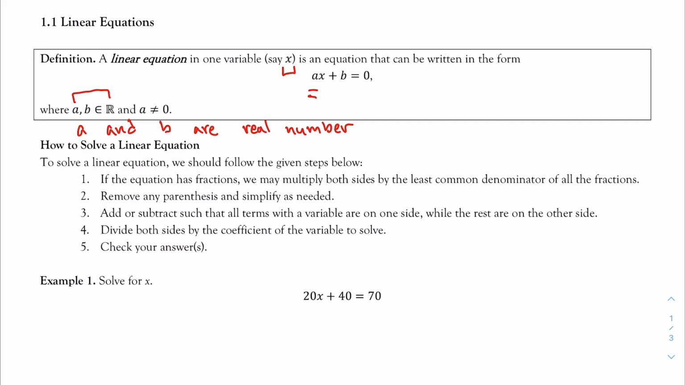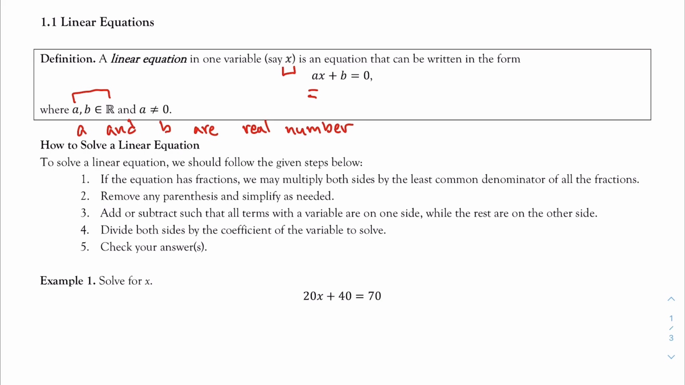First off, if my equation has fractions, then I can go ahead and take the least common denominator of all of my fractions, and I'm going to multiply both sides of my equation by that number. You'll see what I mean whenever we start getting into some examples here and there. Step 2. Remove any parentheses and simplify as needed. If you recall, we have this thing called PEMDAS, or you may have heard it as Please Excuse My Dear Aunt Sally.